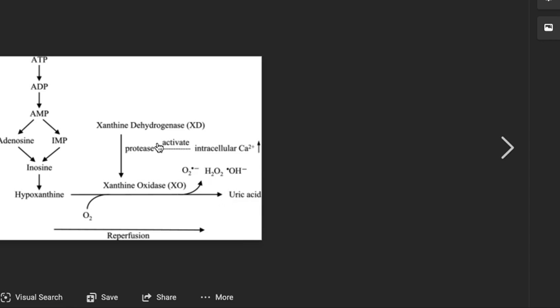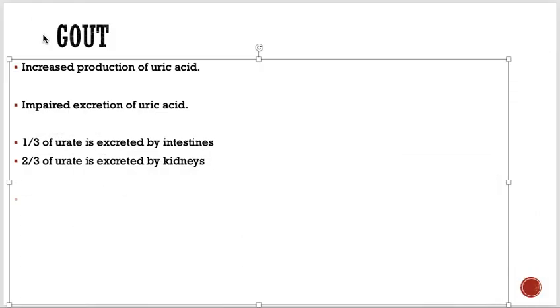Now this is the indigenous production, you can say, when it is produced inside the body. So uric acid can be taken in the form of purines from the diet, or it can be made indigenously as I showed you, right?